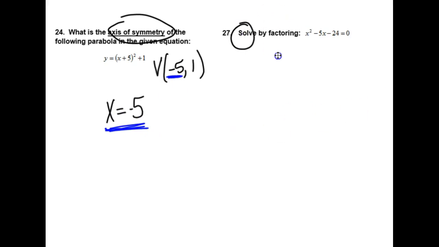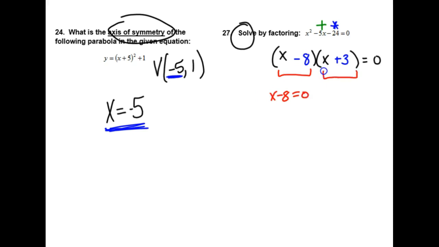Alright, they want you to solve, so make sure you don't just factor, but you keep going. So on number 27, remember your back numbers need to multiply to negative 24, and then the outside numbers have to add up to negative 5. So what if we tried negative 8 and positive 3? That would work, but remember you're trying to solve them, so now you have to take your factors and actually go through the process of solving them by setting them equal to 0.